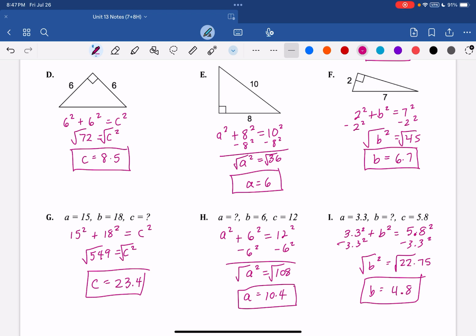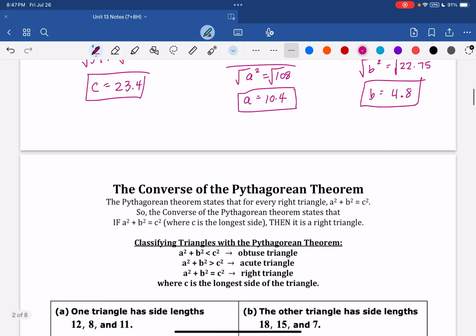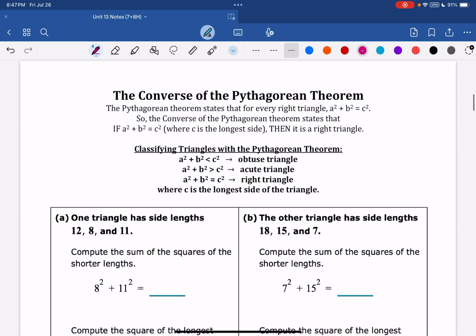Okay, so now we're really good at the Pythagorean theorem. Let me introduce you to the converse of the Pythagorean theorem, or kind of like the opposite of the Pythagorean theorem. So the Pythagorean theorem states that for every right triangle, a squared plus b squared has to equal c squared. So the converse of the Pythagorean theorem would be that if a squared plus b squared equals c squared, then it is a right triangle. And we can extend this a little bit further and use it to classify whether we have a right triangle, an acute triangle, or an obtuse triangle.